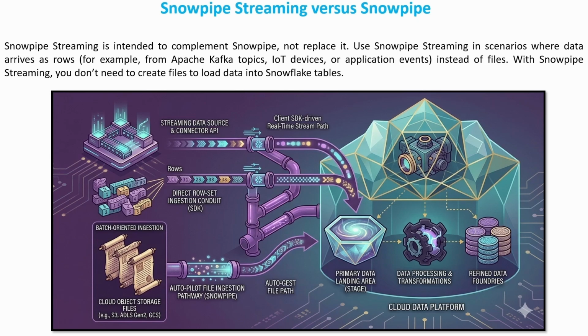If we talk about where to use Snowpipe streaming, it is intended to complement Snowpipe, not to replace it. Use Snowpipe streaming in scenarios where data arrives as rows, for example Apache Kafka topics, IoT devices or application events, instead of files. With Snowpipe streaming, you don't need to create files to load data into Snowflake. So always remember, Snowpipe is recommended for the use case with files. And if you don't have files, and the data is coming in the form of rows, then you need to switch to Snowpipe streaming.